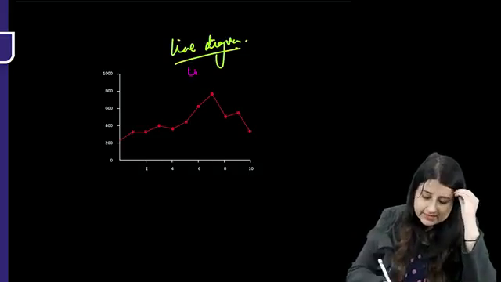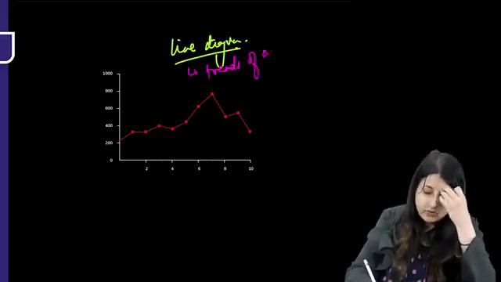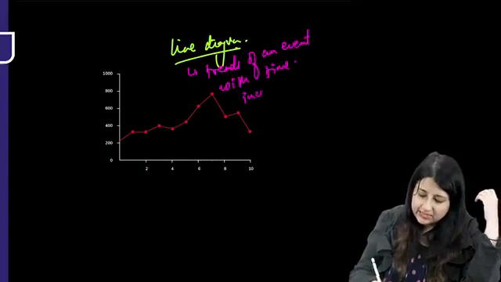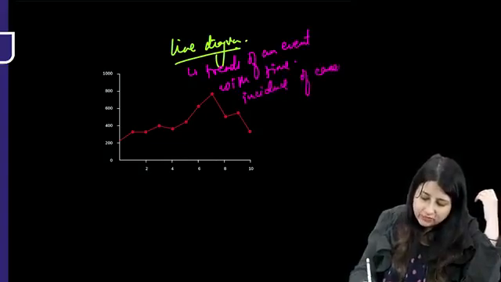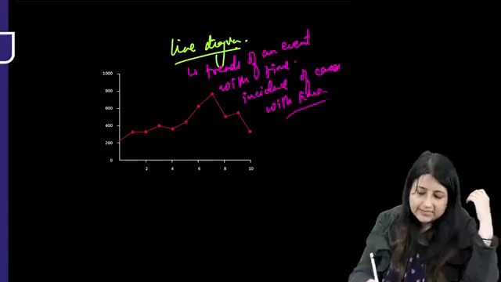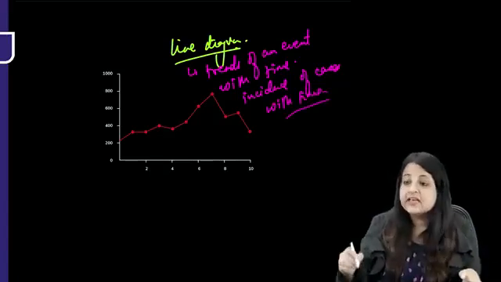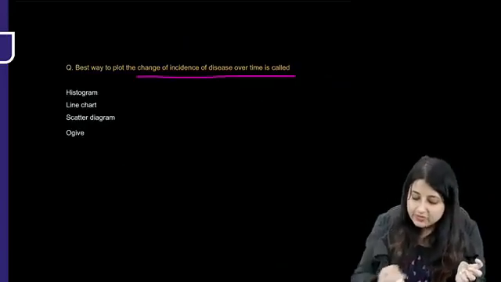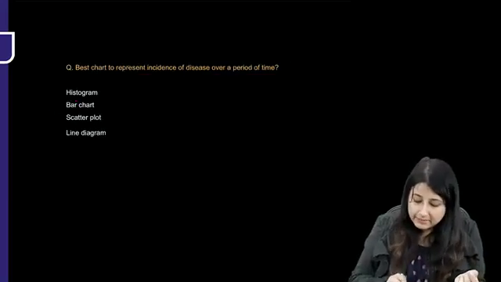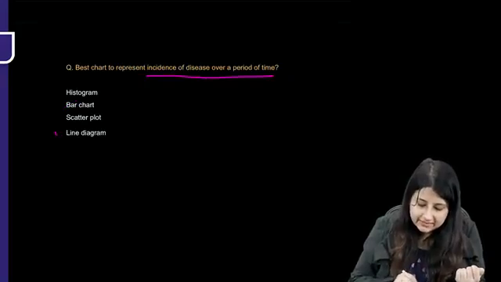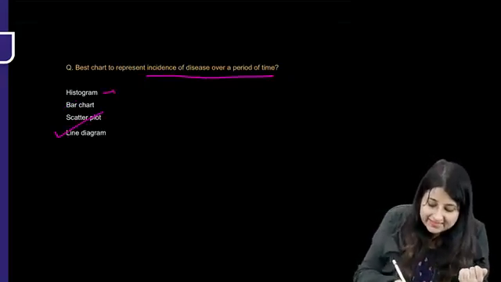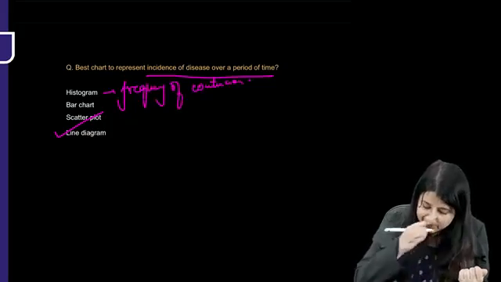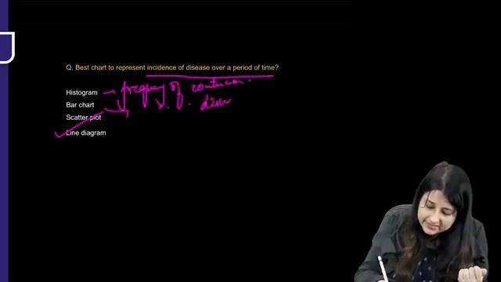What does this do? This is used to represent the trends of an event with time, or incidence of cases with time. Like for a disease, the cases are increasing, decreasing. So whenever you see the word trend of an event or incidence of cases, you'll use a line diagram. Change of incidence of disease, line diagram. Best chart to represent incidence of disease, line diagram. Histogram will have frequency, so don't get confused. This is frequency of continuous variable. Bar chart is frequency of discrete variable.